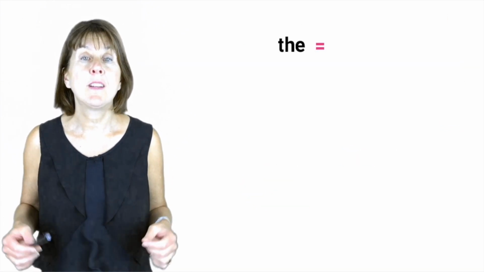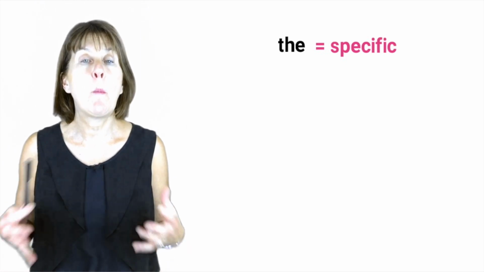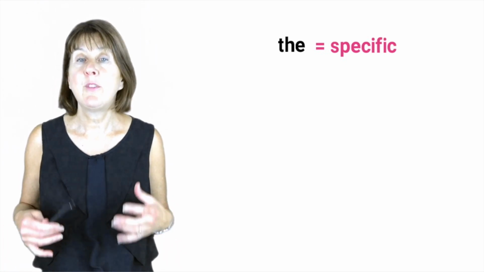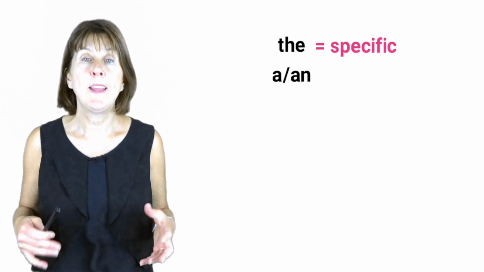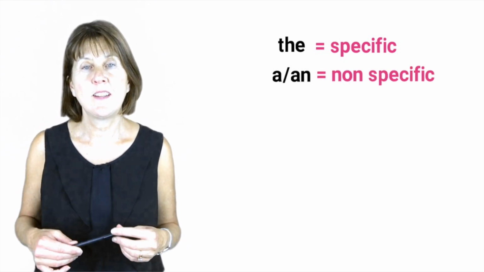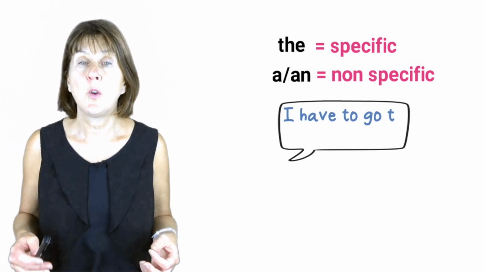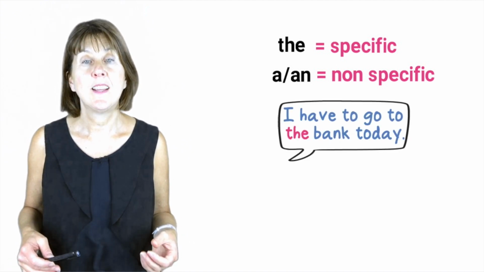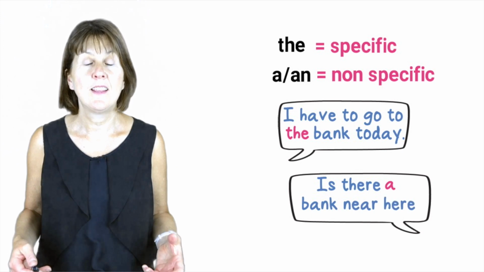So remember, you use the when you're talking about a specific thing or person. And if you use a and an, you're being non-specific. Compare these two sentences. I have to go to the bank today. And is there a bank near here?